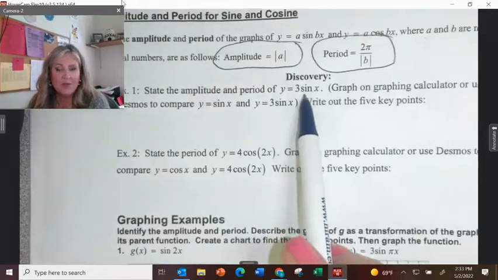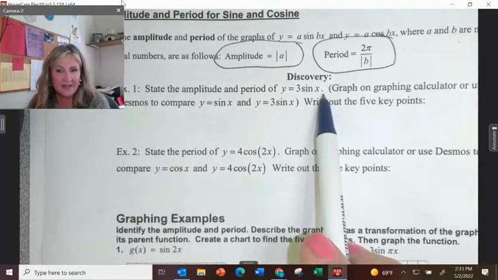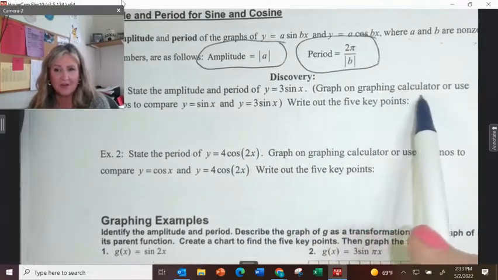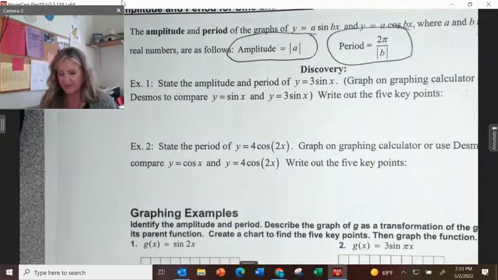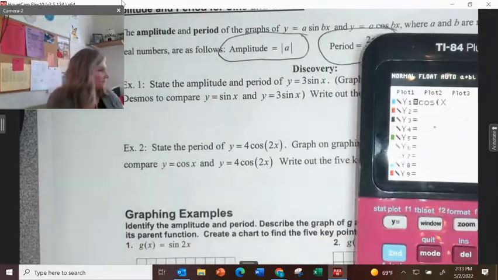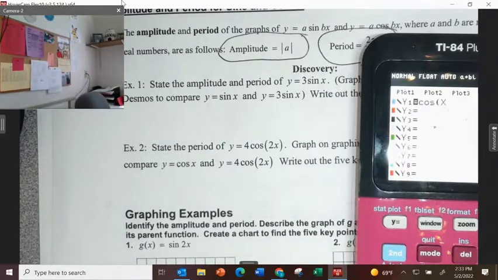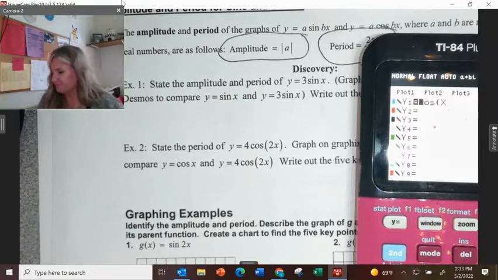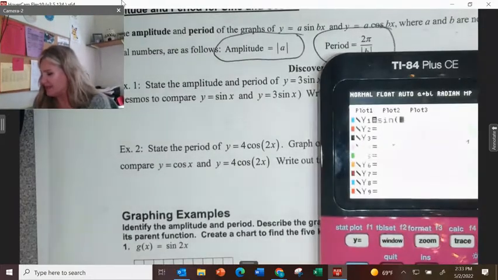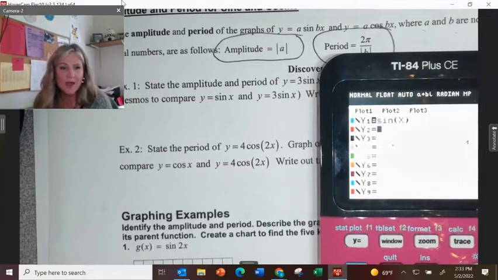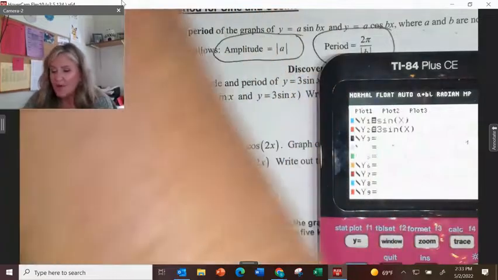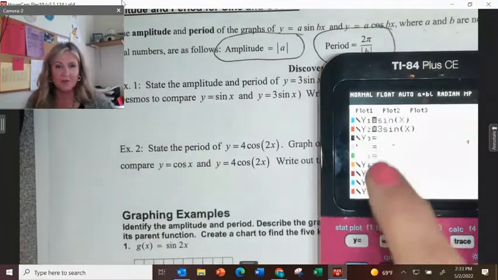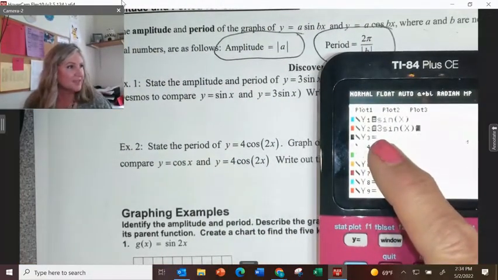So we're now going to look at y equals 3 sine x. We're going to graph this on the graphing calculator, and we're going to compare it to y equals sine x. Go to your calculator. Go to y equals, into y1, put in sine x. Into y2, put in 3 sine x. What do you guys predict is going to happen when we put a 3 in front of there? What do you think it's going to be?